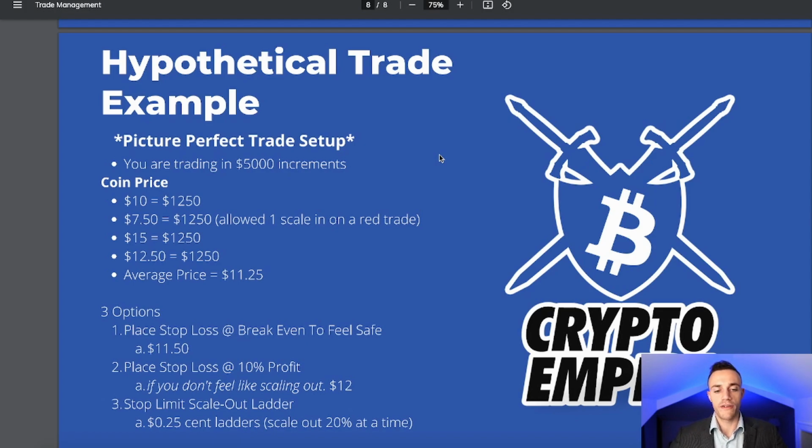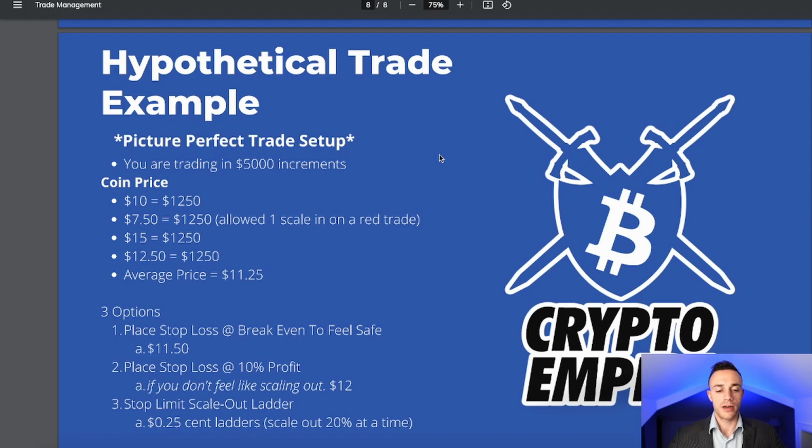For this example, we're going 25% increments on entry because the math is just much more simple. So coin price is currently $10, coin XYZ. So you enter your first 25% of your position with $1,250. And then from there, some market news comes out and price drops from $10 to $7.50. So because you were allowed one scale in on a red losing trade, you decide to scale in another 25% when price is at $7.50. So you put in $1,250 again. Now you are in 50% of your overall position size with price at $7.50.